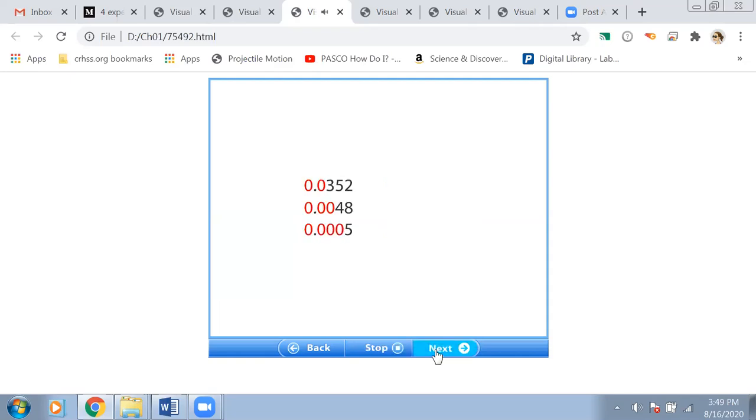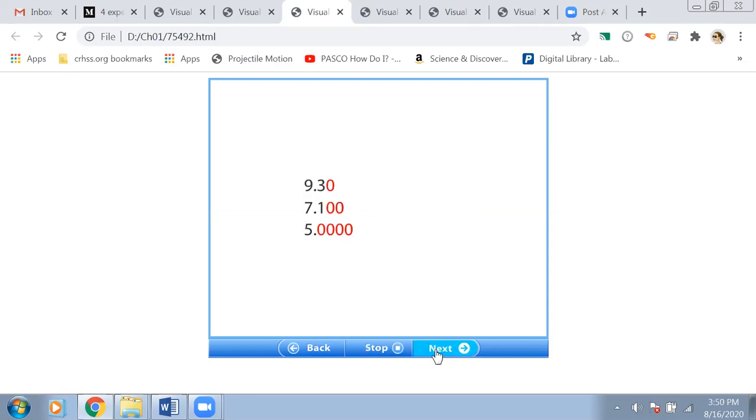Zeros appearing in front of non-zero digits, however, are not significant. We ignore these zeros when determining the number of significant figures. One way to see it right away is that the first one could be 3.52 times 10 to the negative 2. The next one would be 4.8 times 10 to the negative 3. And the last one could be 5 times 10 to the negative 4. Notice how I only said a certain number of significant figures when I read the numbers.